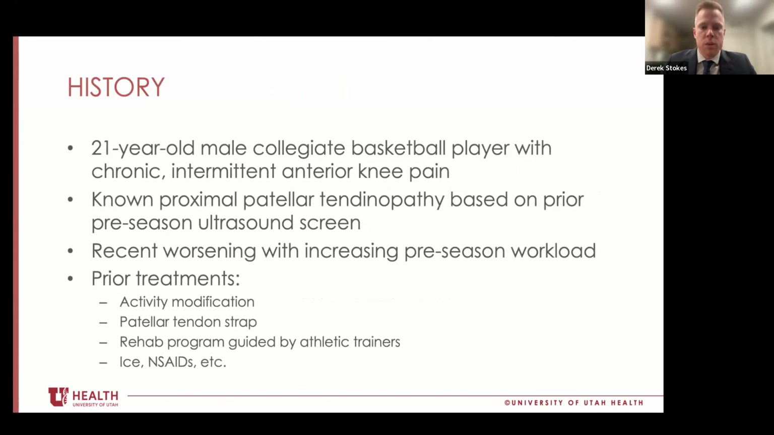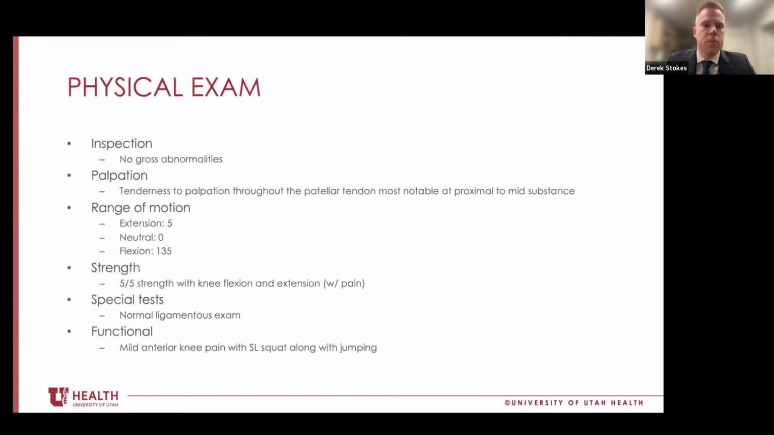He has known proximal patellar tendinopathy based on prior preseason ultrasound screening examinations that were conducted on all athletes. He had recent worsening with an increasing preseason workload as they transitioned from the off-season into their preseason workouts. His prior treatments have consisted of activity modification, including intermittent rest, patellar tendon straps, a rehab program guided by his athletic trainers, and then general pain reduction modalities such as ice and NSAIDs as needed.